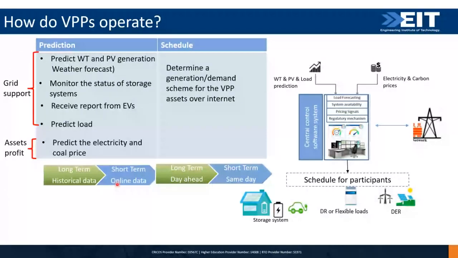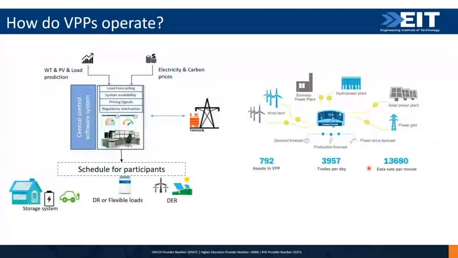So lots of data needs to be processed, and many trades need to be done between the operator and the grid every day. Here in this figure, on the right side, it shows the amount of data exchange per minute in one of the biggest European VPPs, which is in Germany, and it is called Statkraft VPP. This VPP has 1,300 assets. You can see that in this VPP, the software deals with 50,000 data sets per minute.